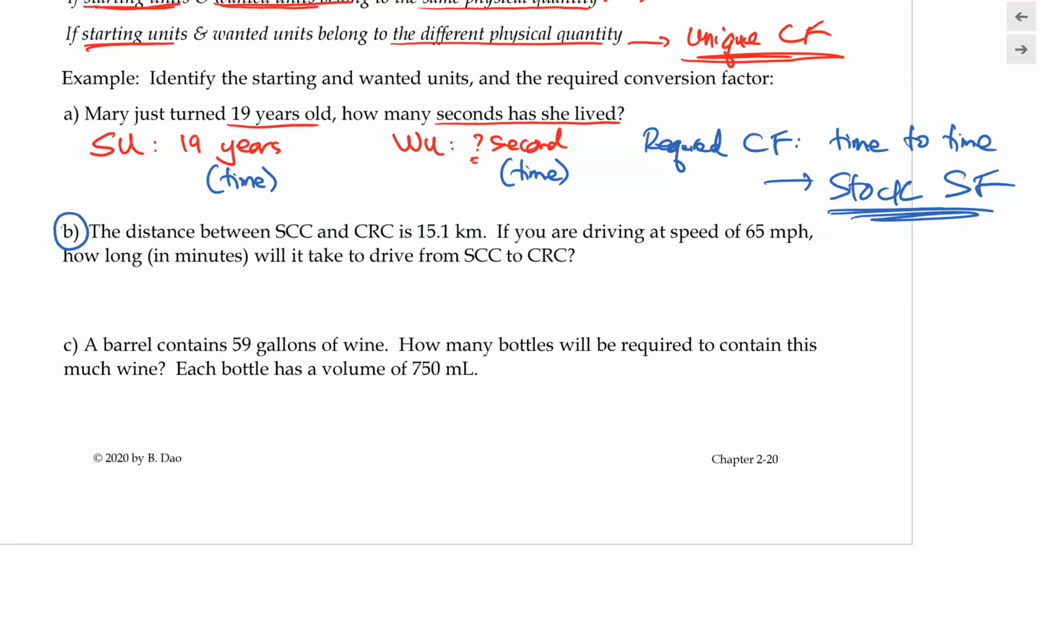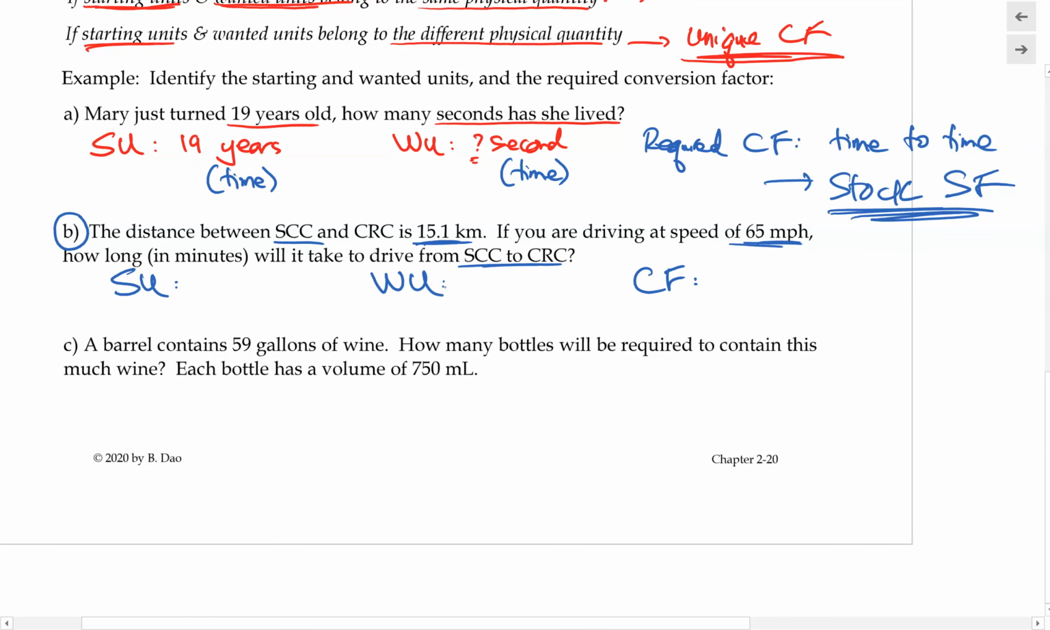It says the following: the distance between Sac City and CRC is 15.1 kilometers. If you are driving at a speed of 65 miles per hour, how long in minutes will it take you to drive from Sac City to CRC? So in this case, what would be the starting unit? What would be the wanted unit? And what would be the required conversion factor?